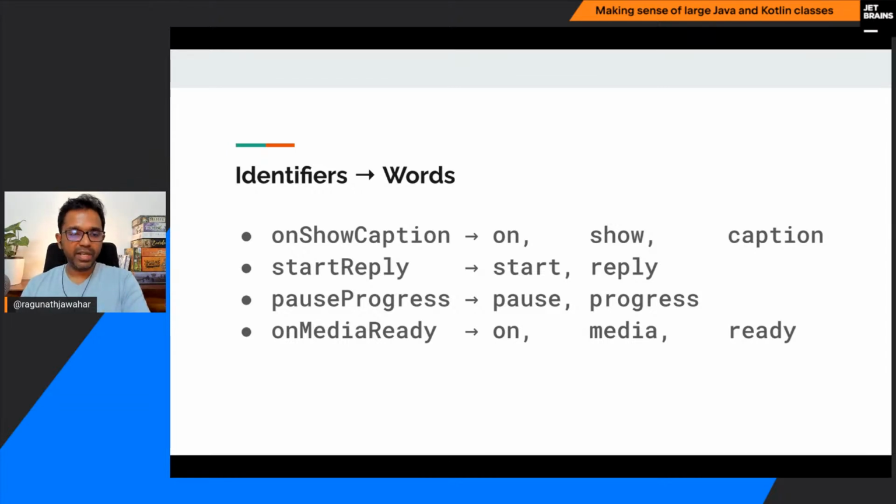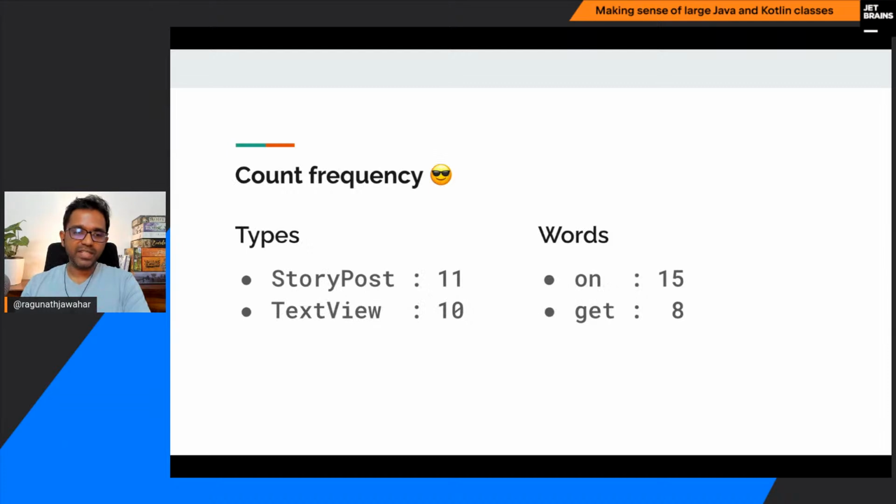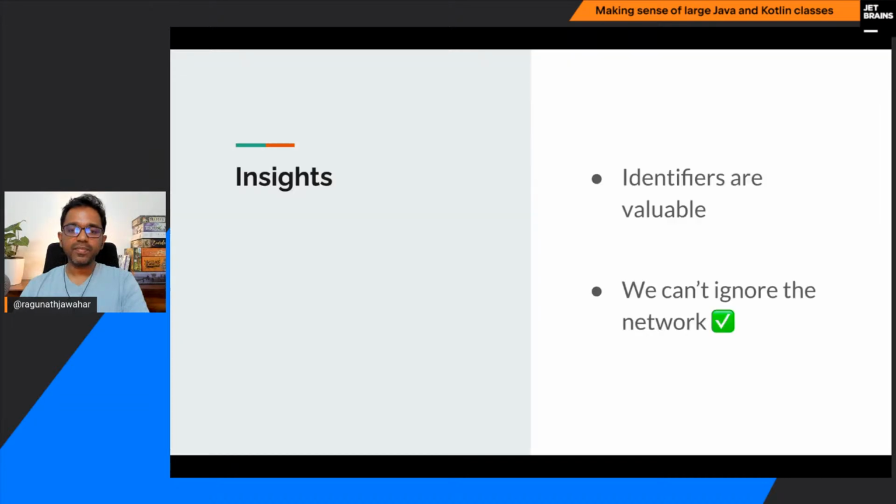So on one hand we have types, and on the other hand we have these identifiers that we break down into smaller words, and then we just count them, right? So now when you start counting them, you get a bunch of types and a bunch of words, and that is getting interesting because now this frequency will tell you what things you need to pay attention to. That suddenly shrinks the amount of things you have to prioritize to start looking into your code base.